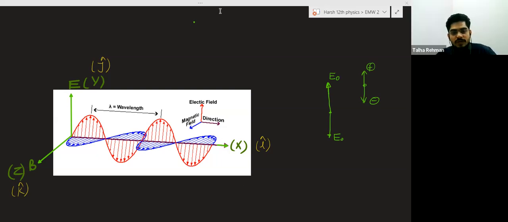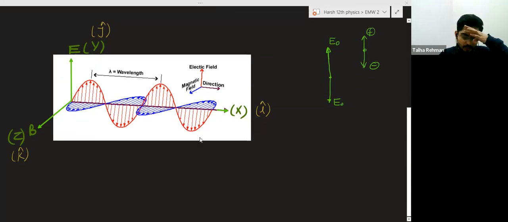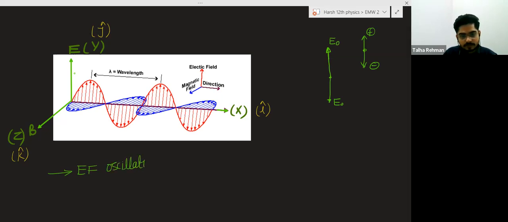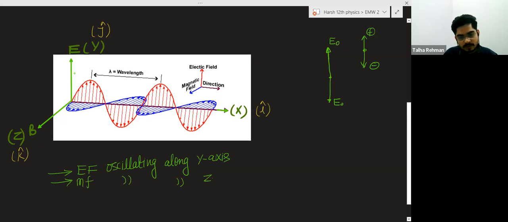Okay. So basically here I will write a few points. Electric field, it is written that electric field is along x-axis. So I am writing this: electric field oscillating along which axis? Y-axis. Okay. And magnetic field oscillating along z-axis.